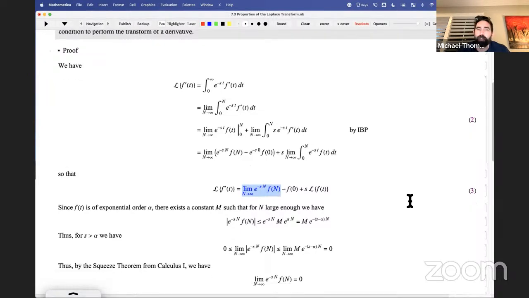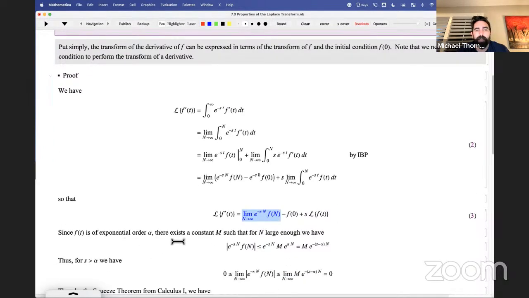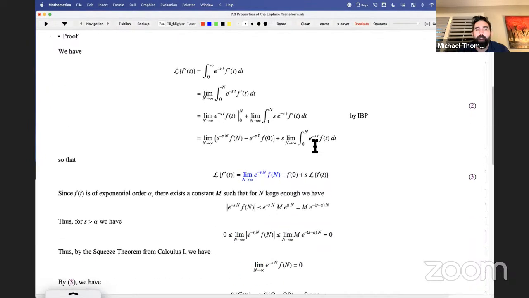Okay, so let's keep going. Now, one of the things we were given in the theorem is that f of t is of exponential order. Both are of exponential order. So what that means basically is there exists a constant M such that for n large enough, we can state this.